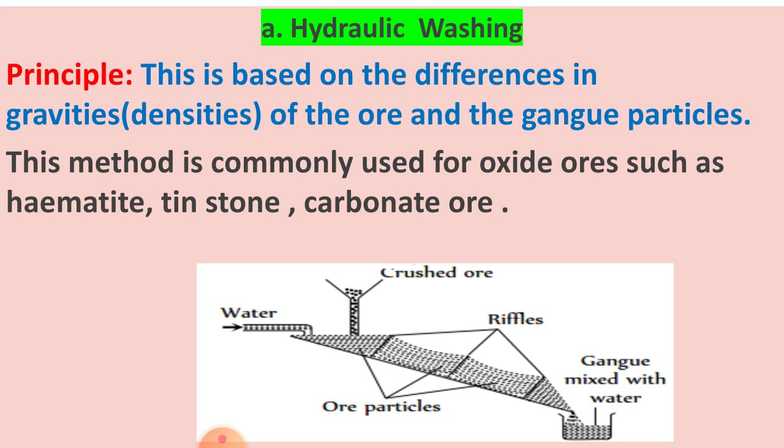One more method for this separation is known as the hydraulic classifier. So out of the two methods, one is used for separating ores which contain oxides, that is hematite, tinstone, sometimes carbonate ore and also sometimes native ores of gold and silver.